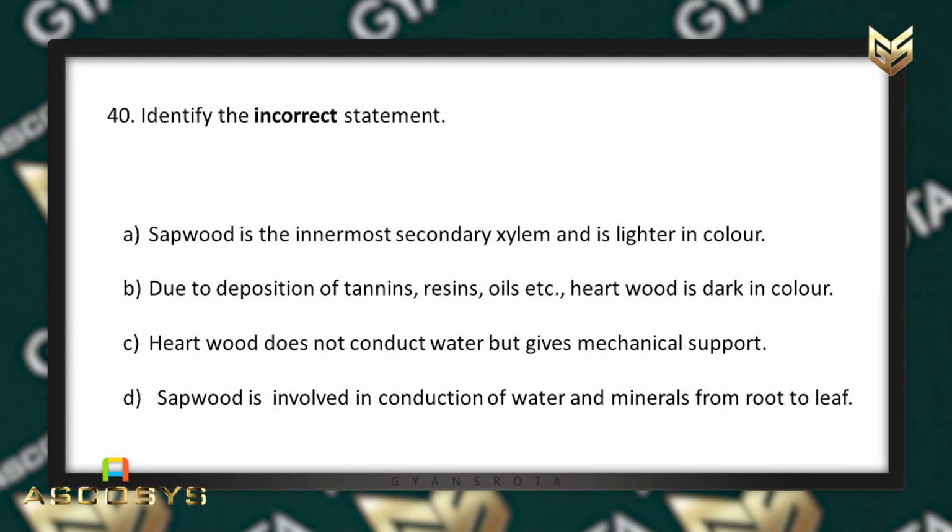Now, the question is, identify the incorrect statement. Option A, sapwood is the innermost secondary xylem and is lighter in color. Option B, due to deposition of tannins, resins, oils, etc., heartwood is dark in color. Option C, heartwood does not conduct water but gives mechanical support. Next, option D, sapwood is involved in conduction of water and minerals from root to leaf.